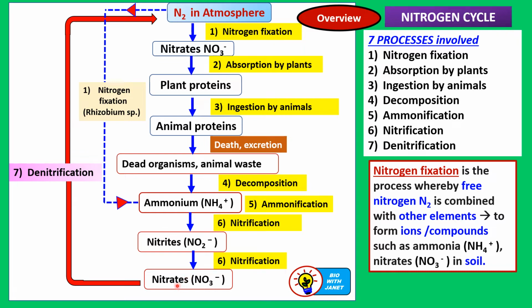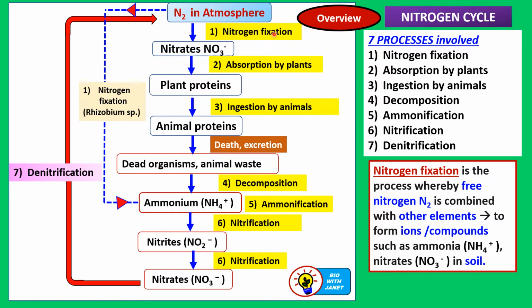Now, after the nitrates are formed, they can be used again by the plants, all right? Absorbed by the plants again. Next, there's another pathway for the nitrates. They can also undergo denitrification to form nitrogen gas in the atmosphere once again. So the word denitrification here, de- means to remove the nitrates. Denitrification means to remove the nitrates from the soil, right?